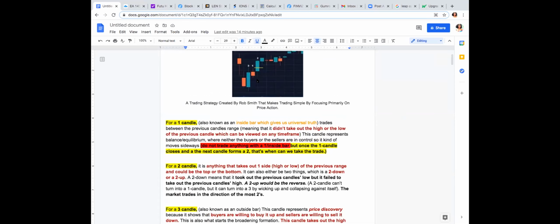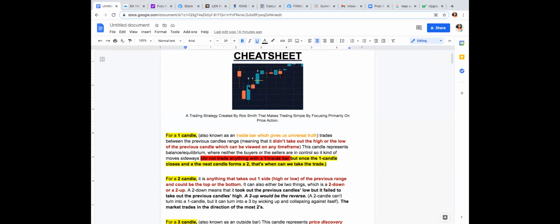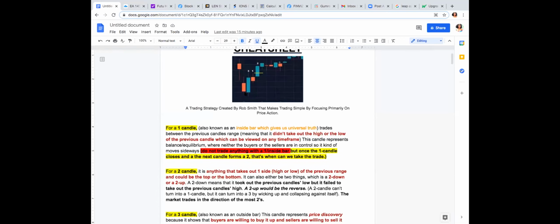So let's go back here and I'm going to show you everything that I just stated. A 1 candle is known as an inside bar because it trades within the range of the previous candle, so it does not take out the high or the low. It's considered like the baby of the family, if you will. Then you're going to have a 2 candle, which is either going to take out the high or the low of the previous candle. As you see here, this candle is a 2 up, so it took out the high of the previous candle, which is the 1. And then a 3 candle, which is an outside bar, because obviously it's outside of both ranges. It took out the high as well as the low of the previous candle. So just keep that in mind.